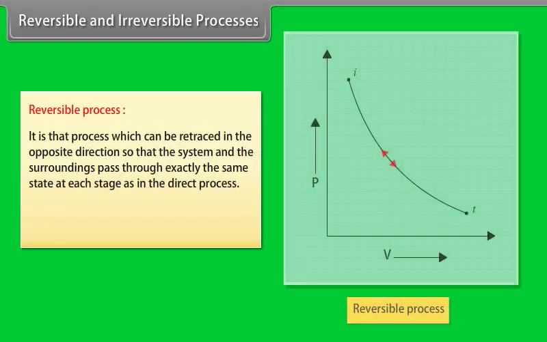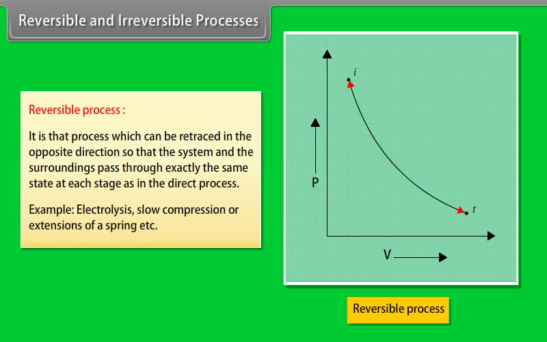Reversible and irreversible processes. Reversible process. It is a process which can be retraced in the opposite direction so that the system and the surroundings pass through exactly the same state at each stage as in the direct process. Electrolysis, and slow compression or extension of a spring are examples of reversible processes.